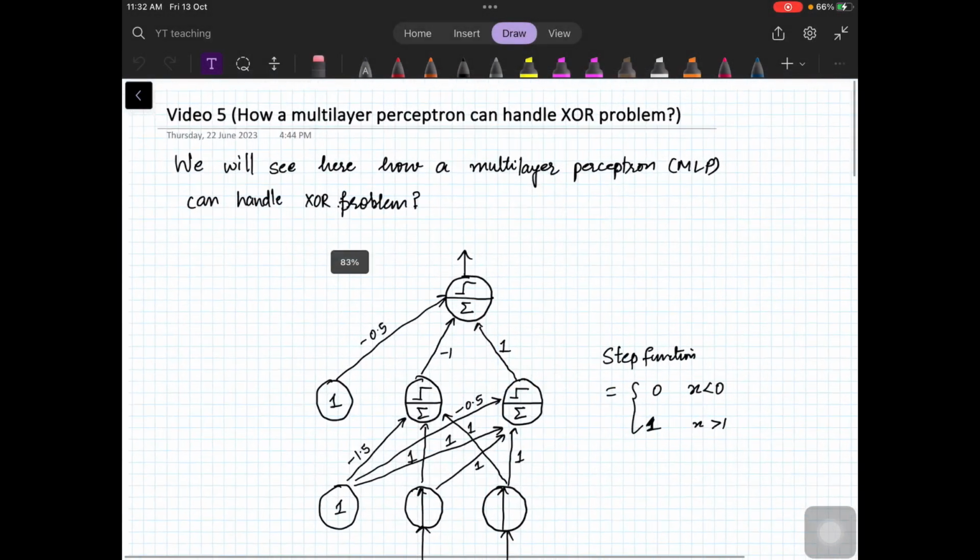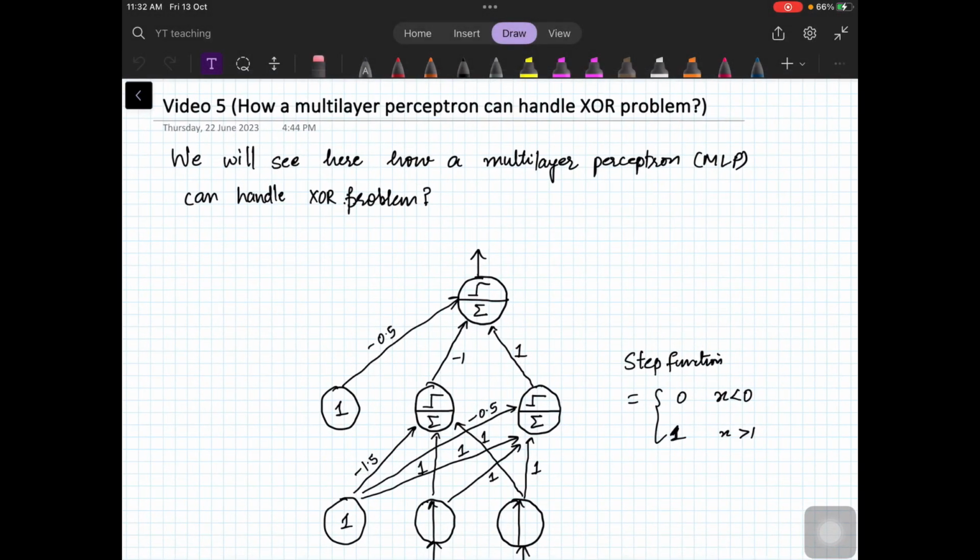Hello dear students, in the last video we saw why a perceptron cannot learn the XOR gate. So in this video we'll see that a multi-layer perceptron, meaning that you are using more than one layer of perceptrons, can very easily handle XOR problems.